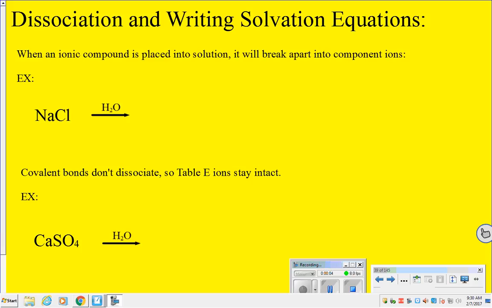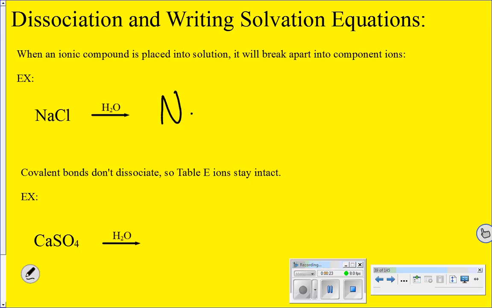Dissociation equations. This is helpful in terms of determining how we're going to use reference table F, which determines if something will be soluble or not. So when we put an ionic compound into water, it breaks apart into its component ions. A very simple example of this is NaCl. So we have one Na and one Cl. Those are the two ions making up that compound.